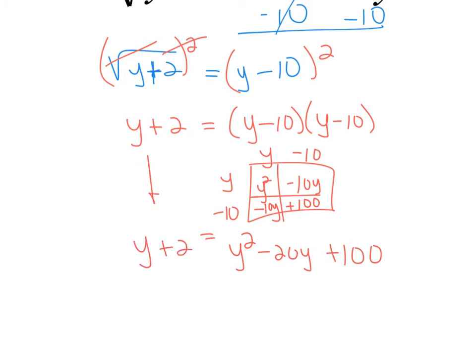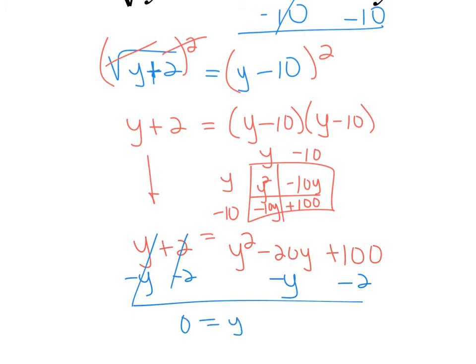Now if you remember from Algebra 1, when you have a squared term, in order to solve it, it needs to be equal to 0. So you have to subtract over the y and subtract over the 2 to make this equal to 0. This will end up getting you y squared minus 21y plus 98.